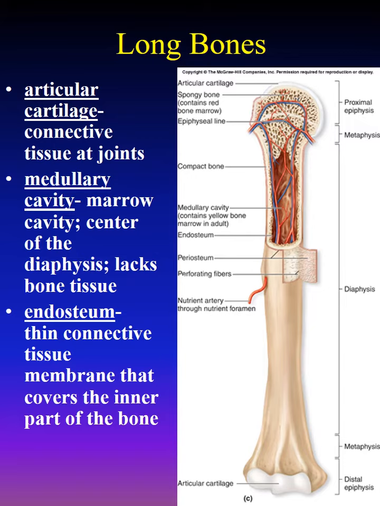The medullary cavity is also known as the marrow cavity, and this is found within the diaphysis, and it is the hollow cylindrical shape that we find there. And as adults, this is where we find the yellow bone marrow, and then as children, this is where we have the red bone marrow. This area lacks bone tissue because it is a hollow cavity.